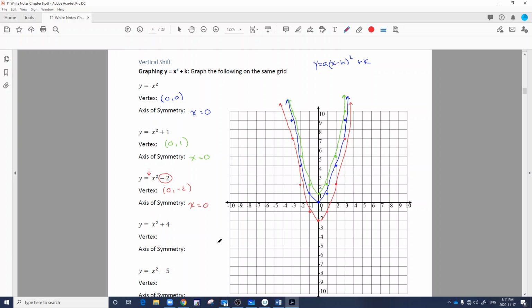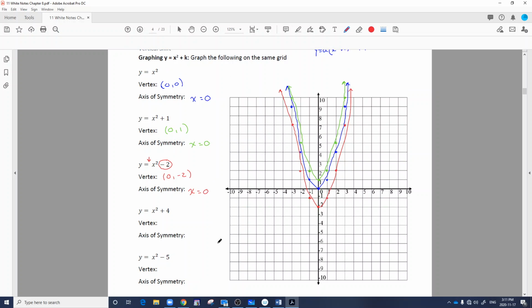So now what I want you to do is pause the video and try the next two. What would y is equal to x squared plus 4 look like? What would y is equal to x squared minus 5 look like? So hopefully you're now unpausing the video and checking. For this graph, the biggest difference is your vertex is going to be moved up 4 to (0, 4). Axis of symmetry, still x equals 0. So you're going to start here at (0, 4).